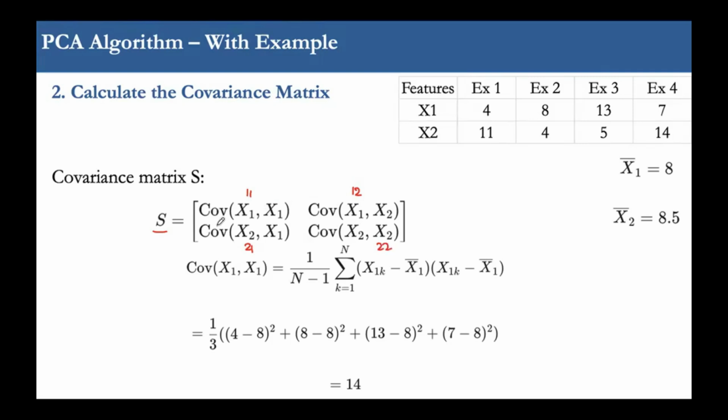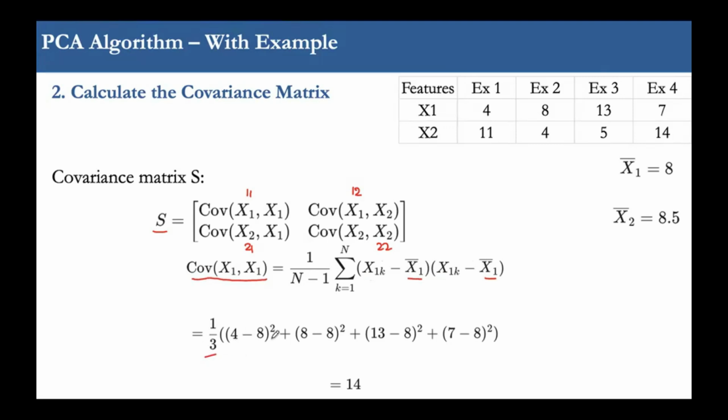So first we will find the covariance of x1, x1, which is equal to 1 by n minus 1 summation of k equal to 1 to n, x1k minus x1 bar, x1k minus x1 bar. So it is actually the square of x1k minus x1 bar. So this can be rewritten as 1 by 3. How will we get this 3? n is equal to 4 here, the number of data points. 4 minus 1 we get 3.